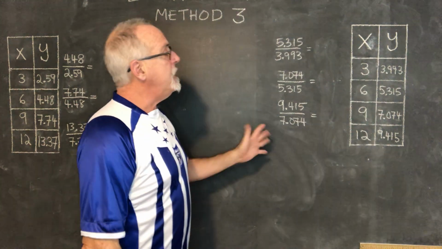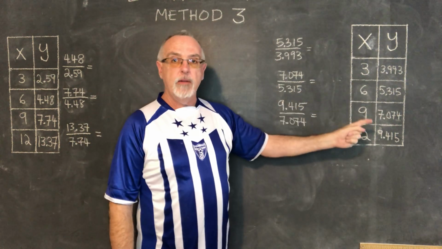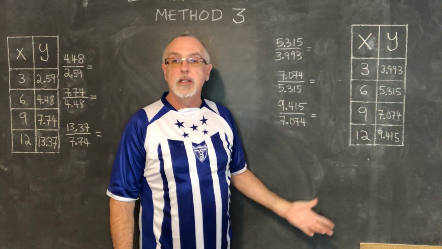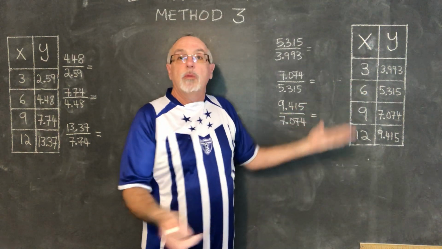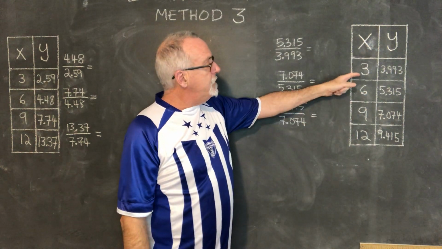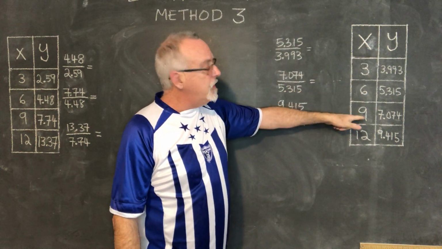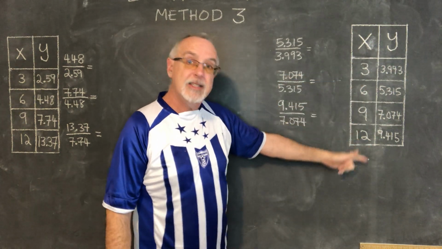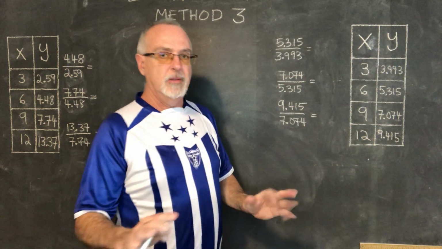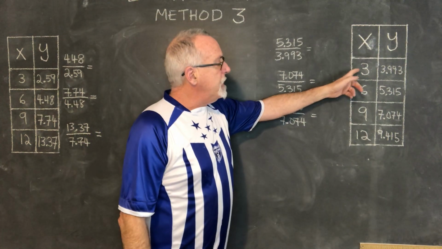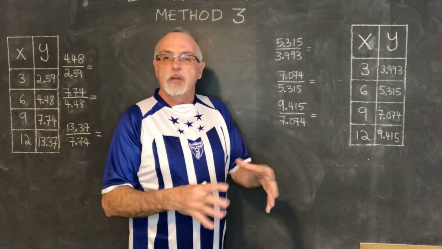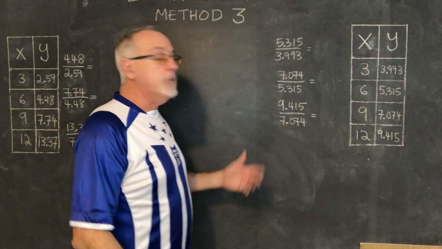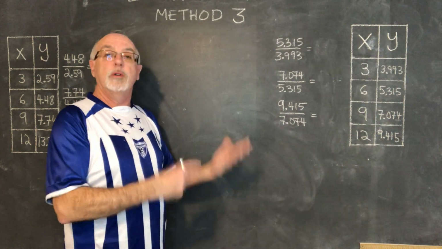So method 3 involves not having the y-intercept, not having the point where x is equal to 0, not even having the point where x is equal to 1, and in fact having points where the x values are not very close together. So a table like this, where instead of having 3, 4, 5, 6, which is a method 2 style, we're jumping 3, 6, 9, 12. So the x values are noticeably distanced from each other. But of course we can still do this. So I'm going to show that method now.